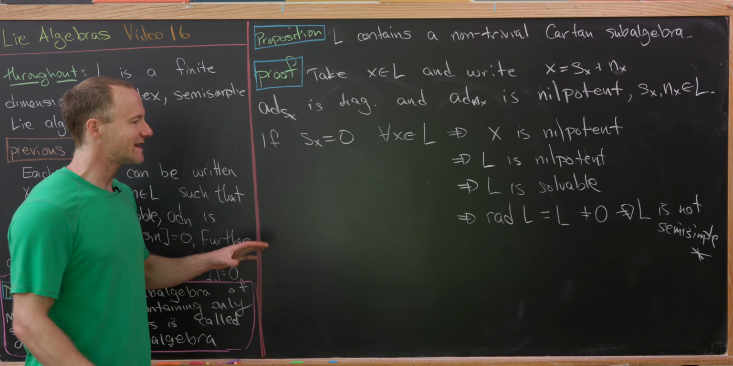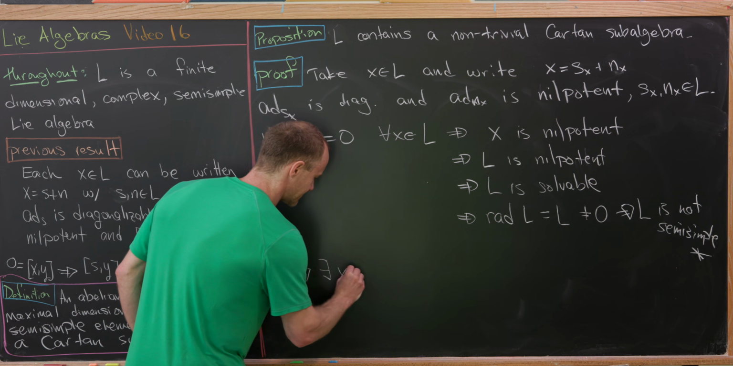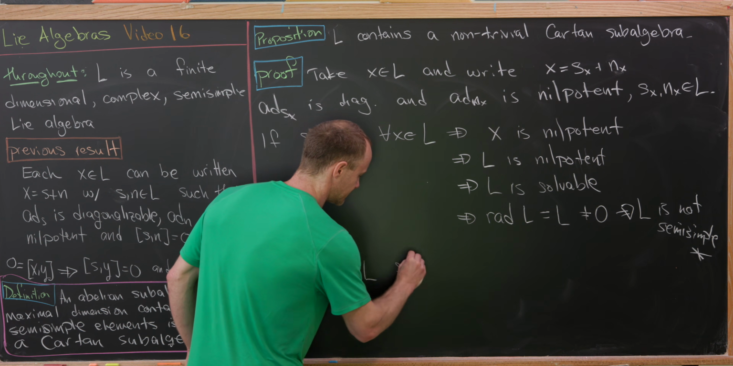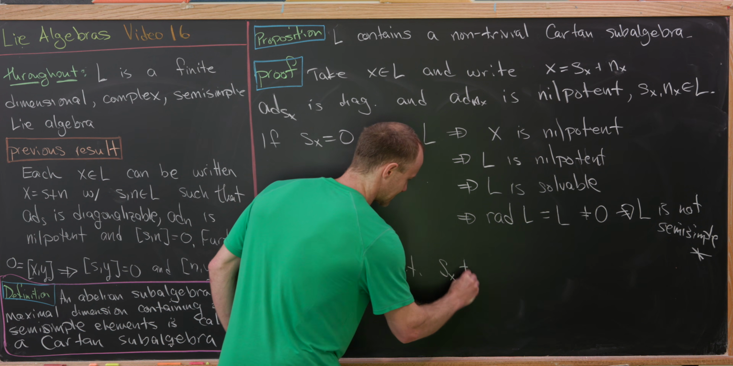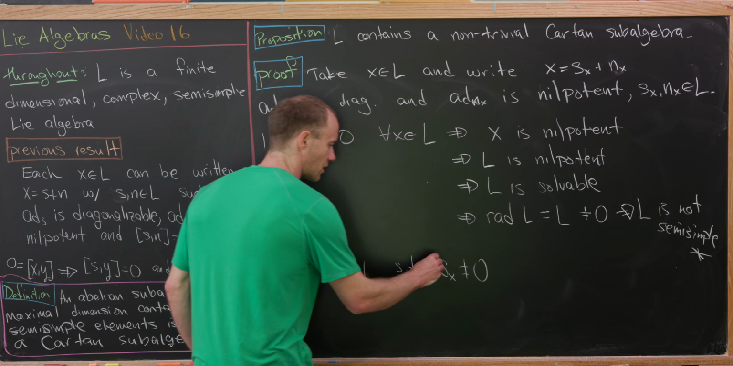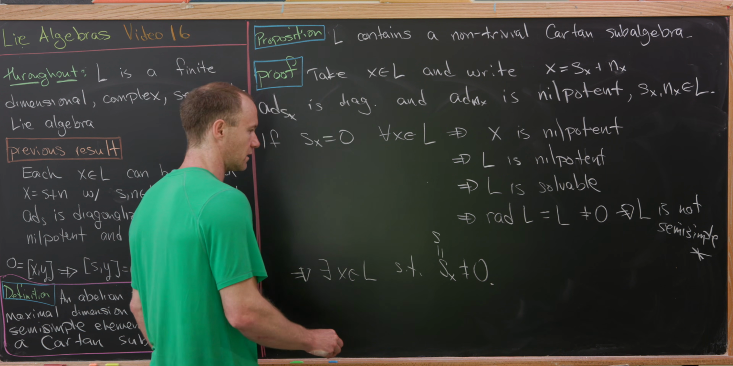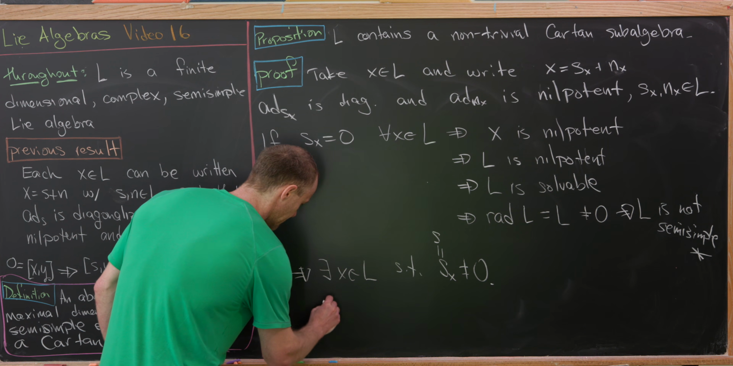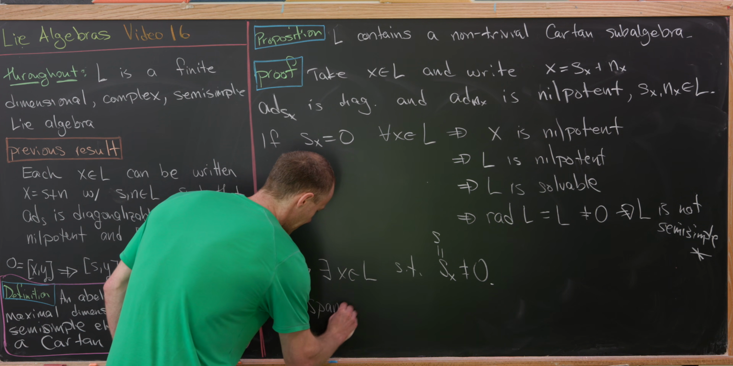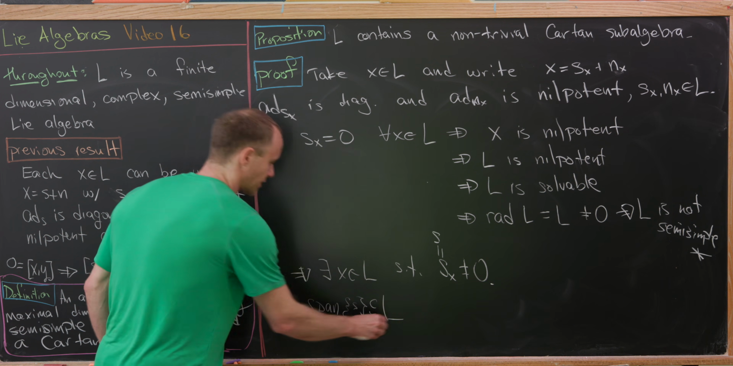Okay, what does that mean? That means that there exists some x in L such that s sub x is non-zero. So now let's just go ahead and call this s sub x simply s. And let's observe the following. Let's observe that the span of this single vector s is a subalgebra of L.